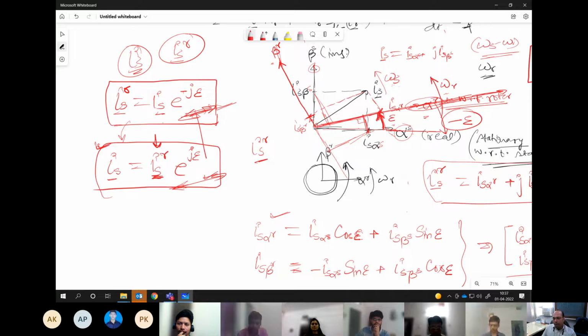So when we are jumping between different reference frames and we have the vector to be computed in other reference frame, this is the rule which you have to remember. This is the simple rule what we must remember. Fine.